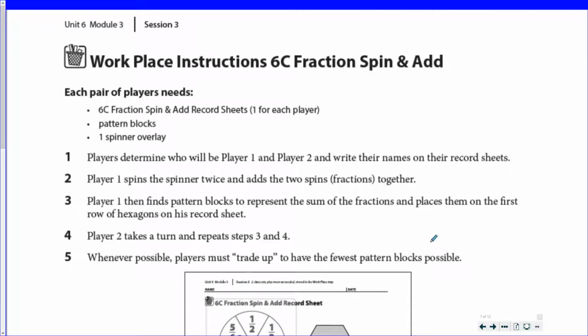In this, you will need a record sheet, and there should be a record sheet for you in that packet that we sent home. Hopefully there is. I apologize if there's not. And you will need pattern blocks and a spinner overlay.